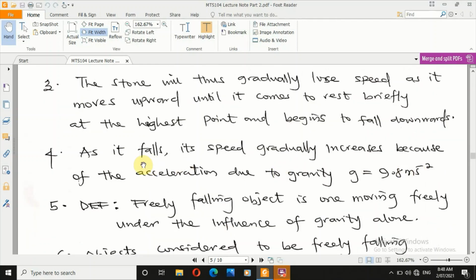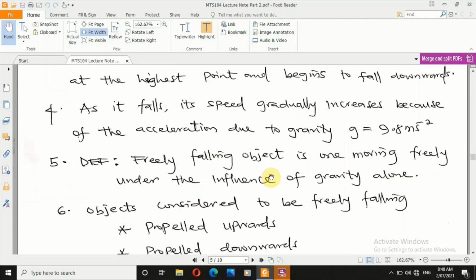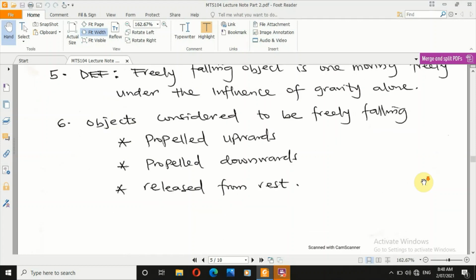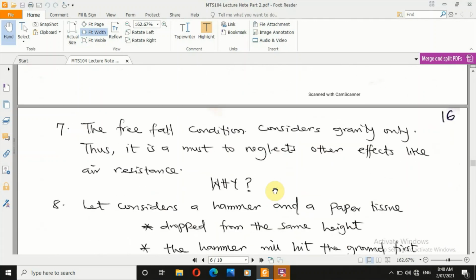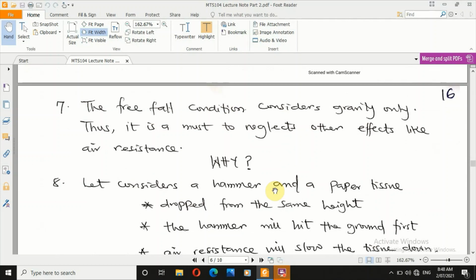Number 4, as it falls, its speed gradually increases again because of the acceleration due to gravity, and that is 9.8 meters per second squared. Now 5, a freely falling object is one moving freely under the influence of gravity alone. Now let's take a look at number 6. Objects considered to be freely falling are those propelled upwards, propelled downwards, and released from rest. These are the 3 points. Now number 7, the free fall condition considers gravity only. Thus it is a must to neglect other effects like air resistance.